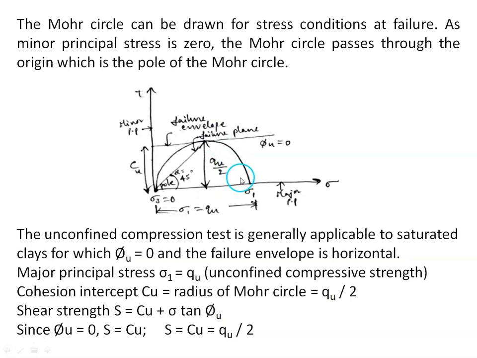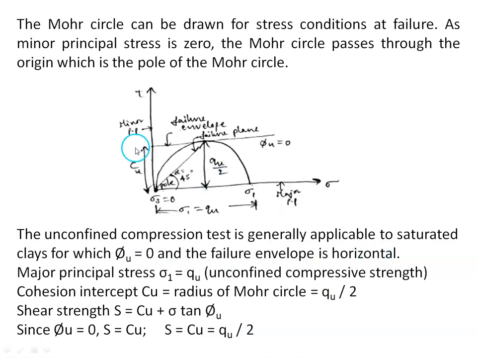The unconfined compression test is generally applicable to saturated clays where phi u equals 0. The angle of shearing resistance under undrained condition is called the undrained angle of shearing resistance. And the failure envelope is horizontal. Because phi u is 0, the failure envelope is horizontal.